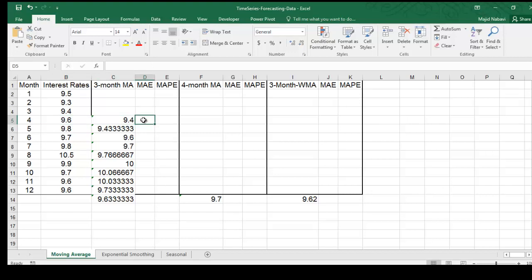Why the absolute value? Some errors might be positive, some negative. And if we add them, they will eliminate each other. Then we just average them to see which one of these methods generates less average error. So ABS function for absolute value of the difference of the real number minus the forecast.